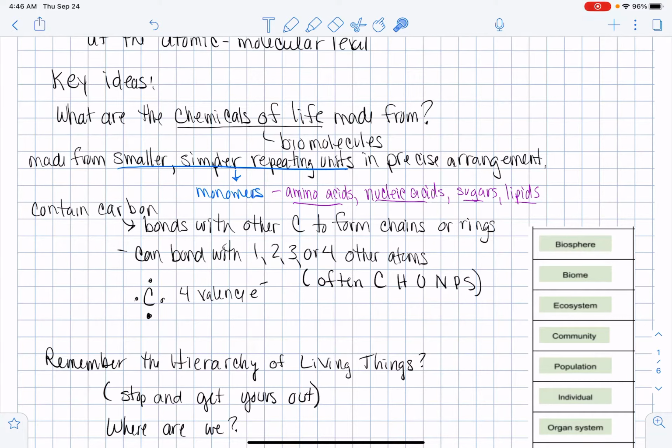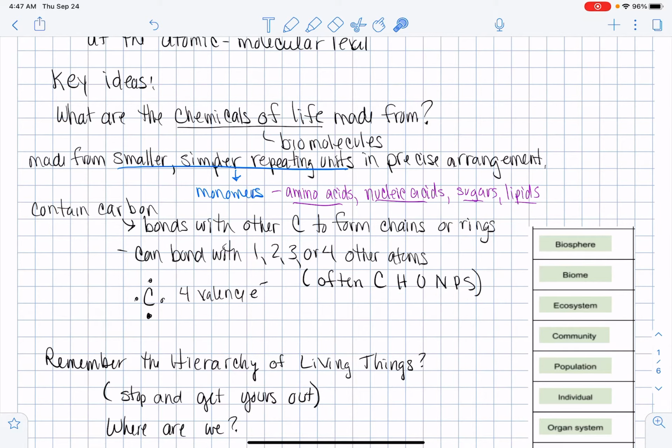And carbon uniquely bonds with other carbon to form chains or rings. We're going to look at some of those in a little bit more detail next. Carbon is unique because it can bond with 1, 2, 3, or 4 other atoms, which is why it can form so many different molecules. The atoms it bonds with for living things are usually carbon, hydrogen, oxygen, nitrogen, phosphorus, and sulfur.